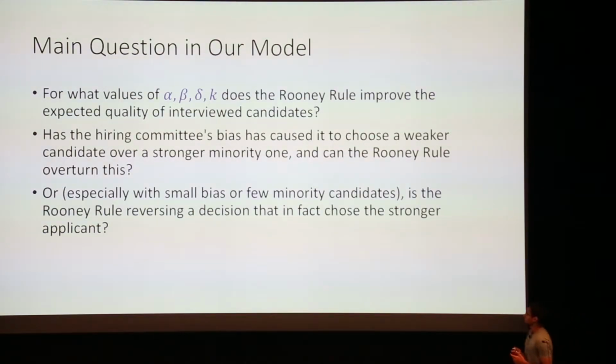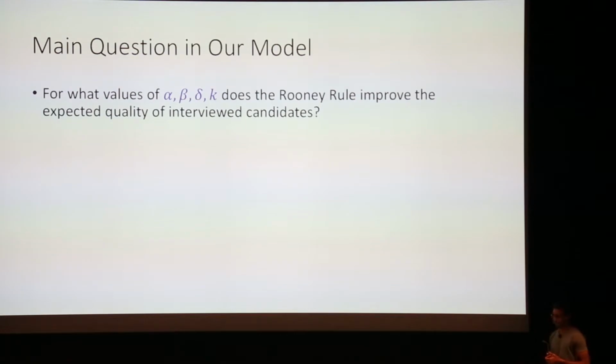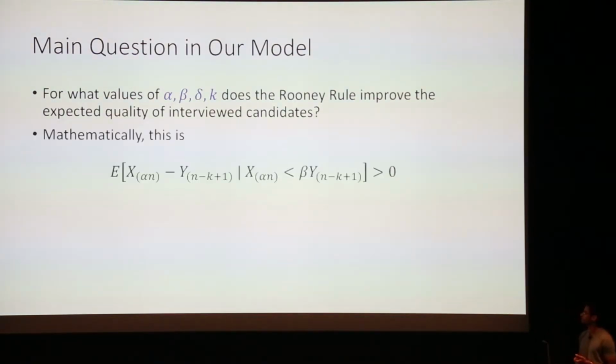Okay, so the question, how can we answer this question, right? So it turns out we need to be working with something that looks like this, okay? And let me get into the notation a little bit. So when I use these parenthetical subscripts, they're going to be order statistics. So x sub alpha n is going to be the best x candidate. Y sub n minus k plus 1 is going to be the kth best y candidate.